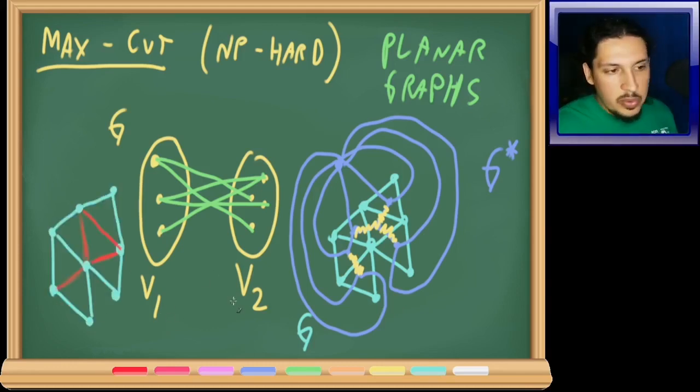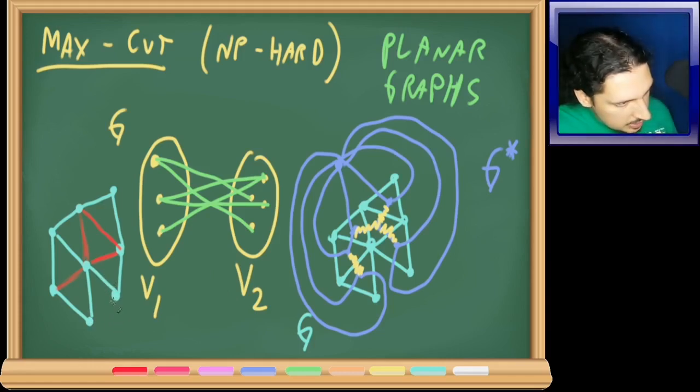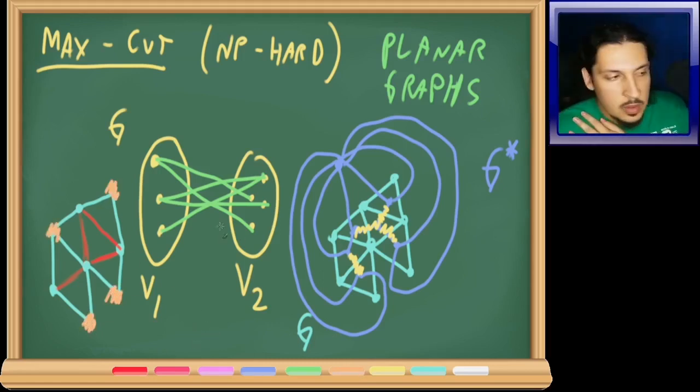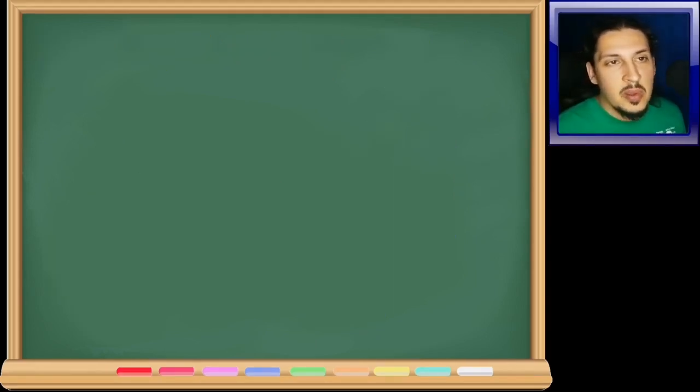So, okay, after removing these 4 edges, we should have a bipartite graph, and yeah, it looks so. Yep, I can paint it like this, and this is a valid bipartition. So yeah, this is the max cut. We've solved max cut for a planar graph. So now, to make it all complete, we're missing the final piece of the puzzle, which is how do we actually compute the dual graph of a planar drawing that we are given?